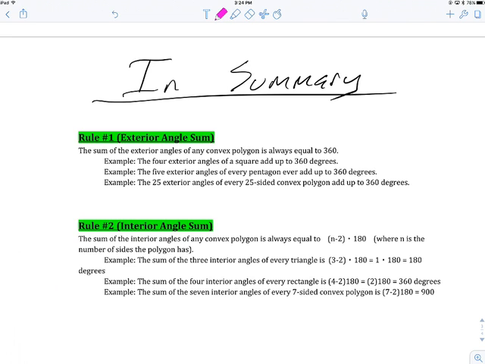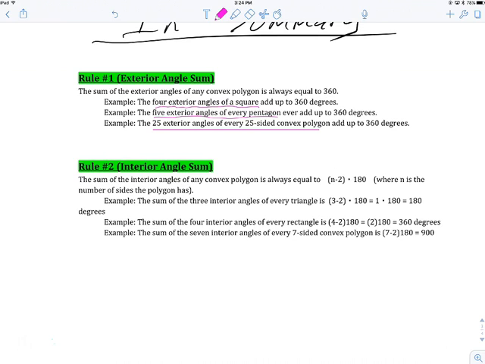Just to sum this up, we have just written out and typed a few examples that we just went over. The sum of the exterior angles is 360 degrees. A couple examples there. 4 exterior angles of a square, 360. 5 exterior angles of a pentagon, 360. 25 exterior angles of a 25-sided figure, 360 degrees. Whereas for the sum of the interior angles, we use this formula.